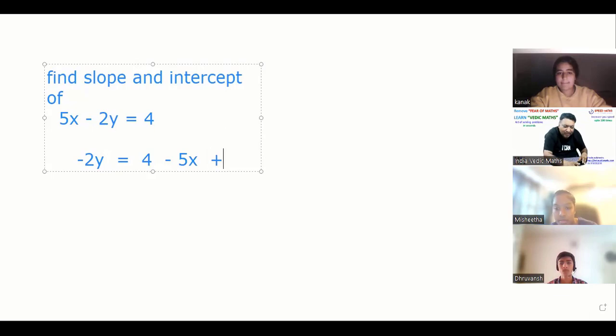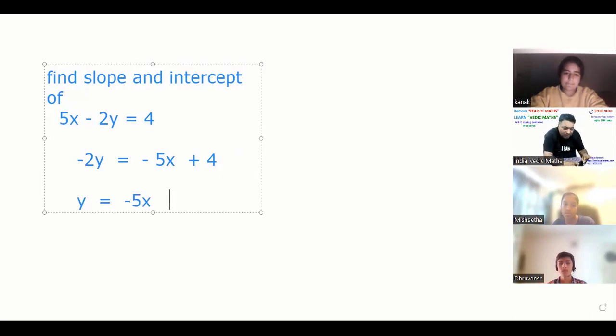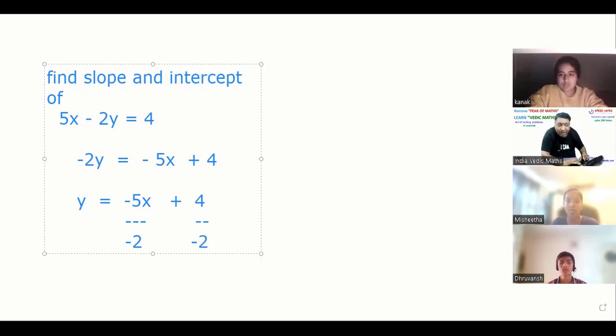Or we can write this in a better way. Can I write this equation like this or not, Vedant? Dhruvansh? Yes. Because I put this on the right side because I want only y. No, still the problem is the negative 2. So what do we have to do now? y equal to what? Minus 5x plus 4, but divide by minus 2 everywhere, right? Agree or not, guys? Yes, sir. So that is the method.